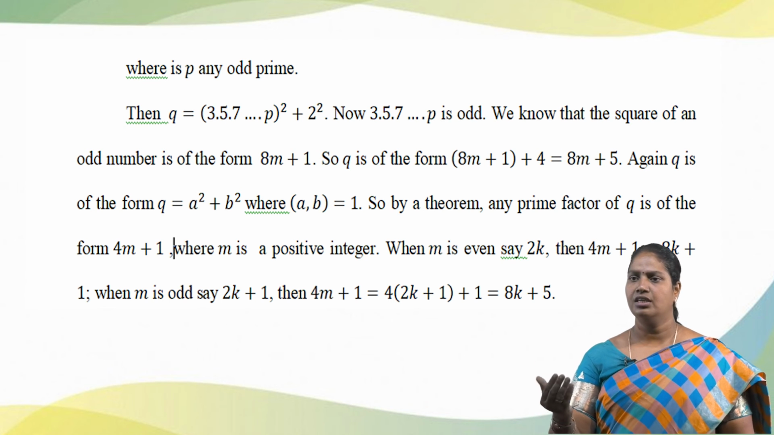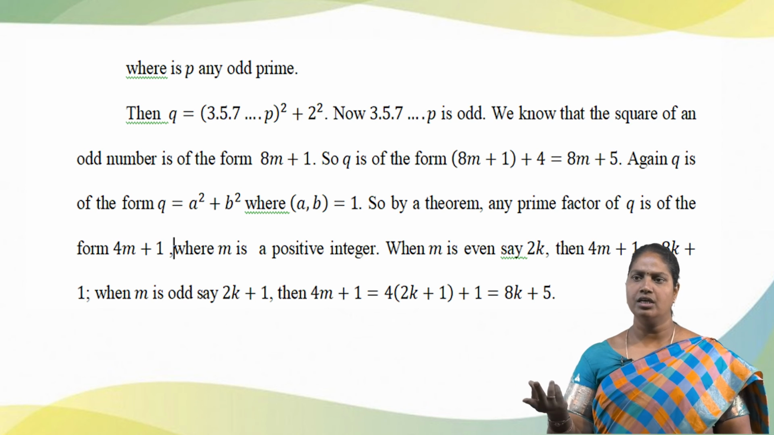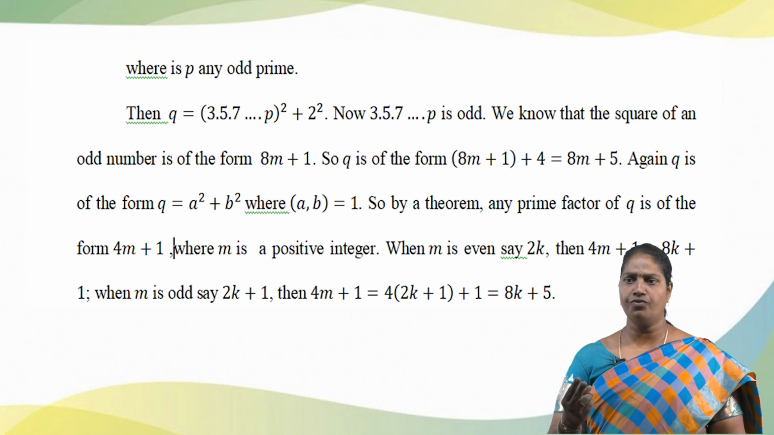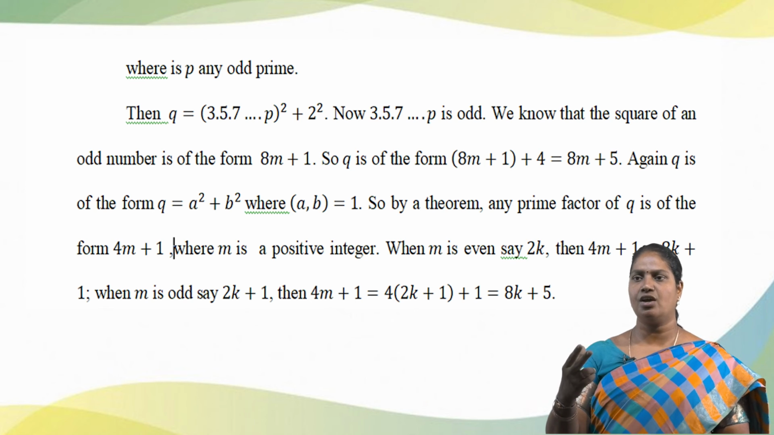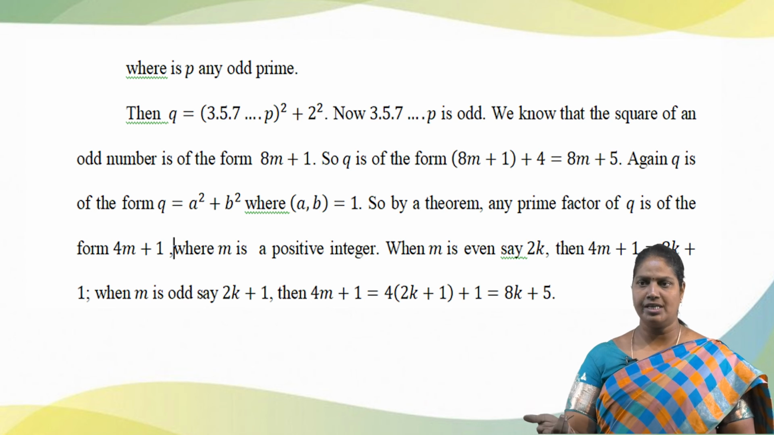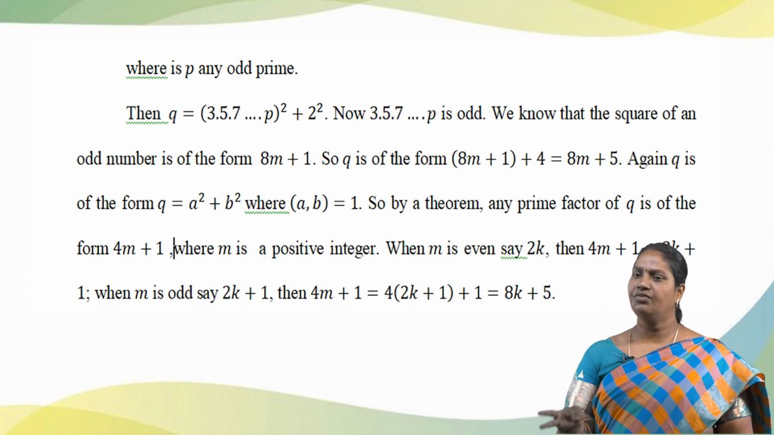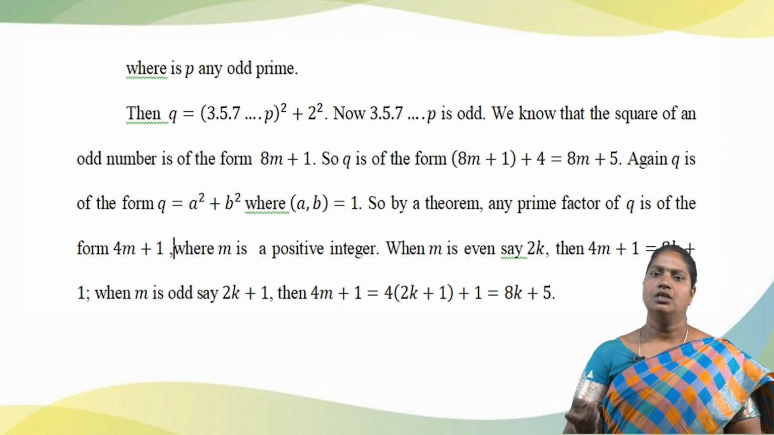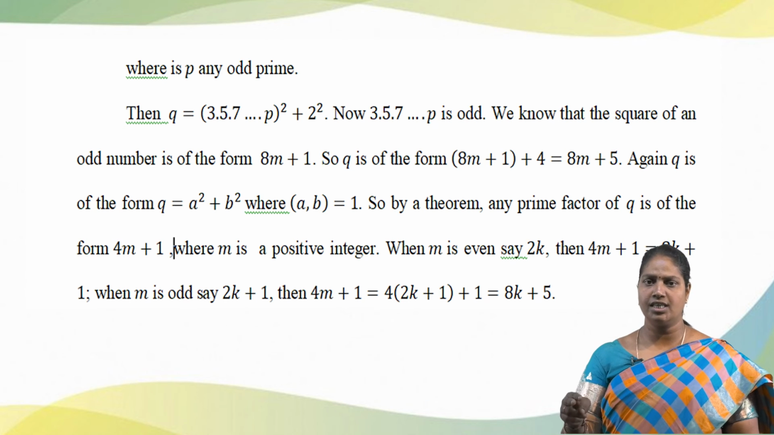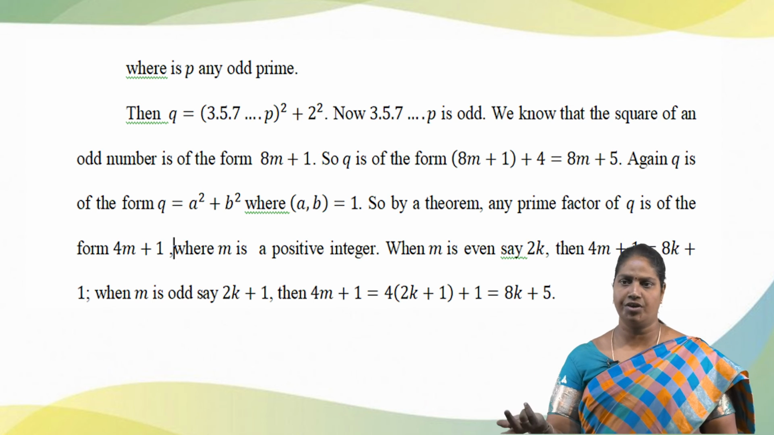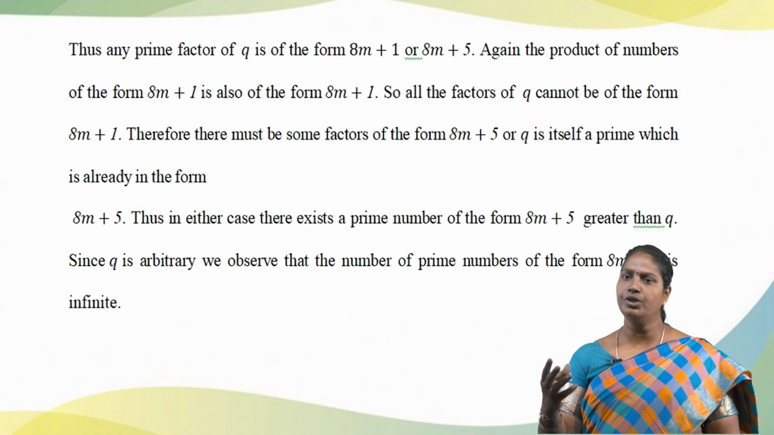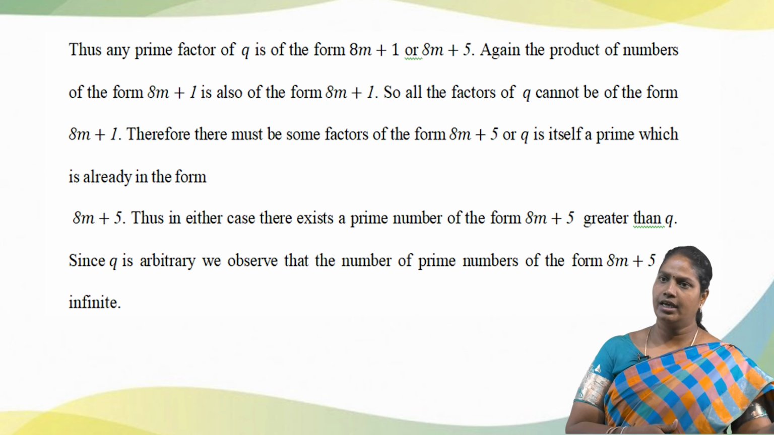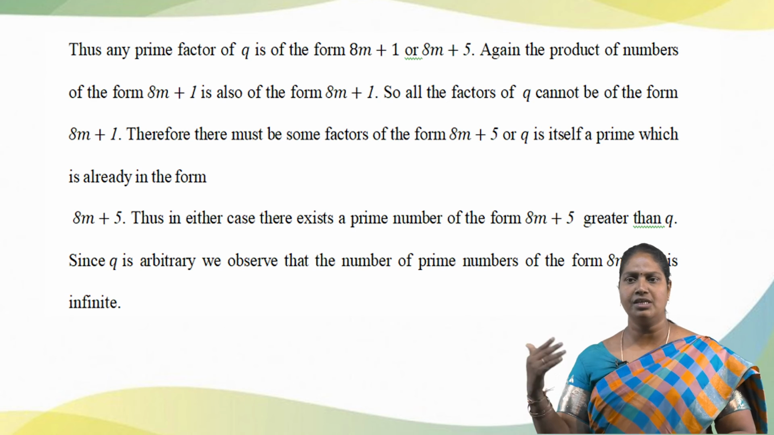If m is even, then m is of the form 2k. In this case, the divisor of q is of the form 4m plus 1, that is 8k plus 1. If m is odd, 4m plus 1 is nothing but 4 into 2k plus 1, plus 1, that is 8k plus 5. So the divisors of q are of the form 8k plus 1 or 8k plus 5.